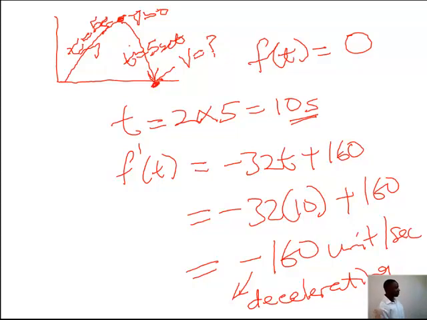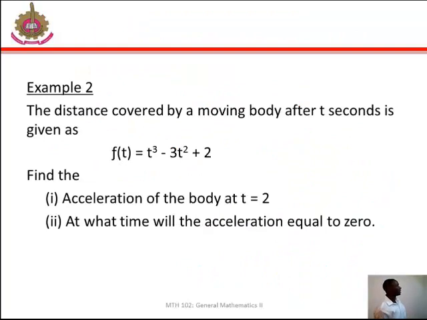Okay, let's proceed. Now this is another example, example 2. The distance covered by a moving body after t seconds is given as the expression shown on your screen, f of t equals t raised to power 3 minus 3t squared plus 2. Find the acceleration of the body when t equals 2. Then at what time will the acceleration equal 0? Now let's solve this example also, so that you can have a broad idea of what we are discussing.